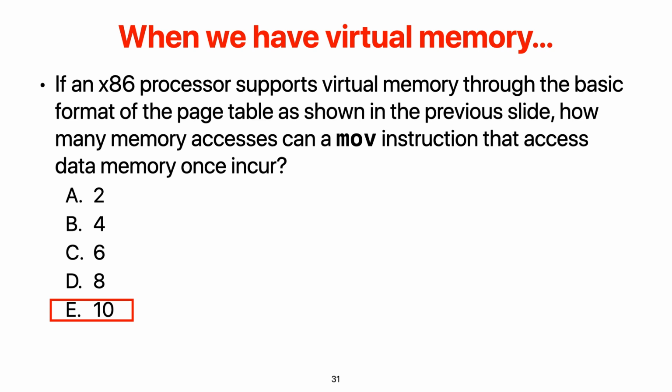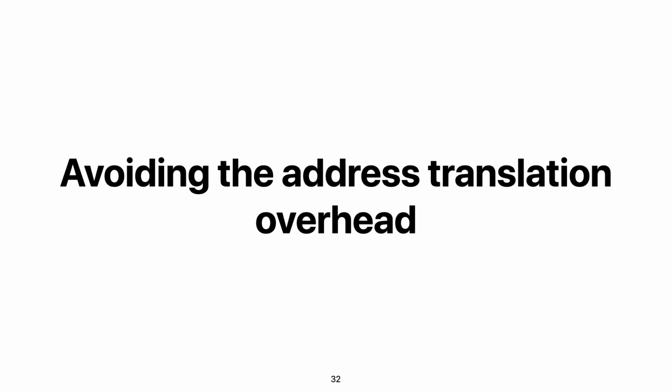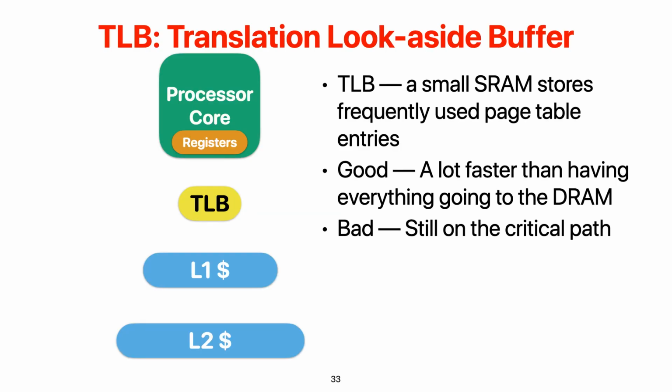And remember, each memory access would take more than 50 cycles. So it will need at least 500 cycles to finish this instruction's execution. That's too much, and we cannot afford it. So how can we avoid this address translation overhead, but still take advantage of the virtual memory abstraction? So architects give you the answer.